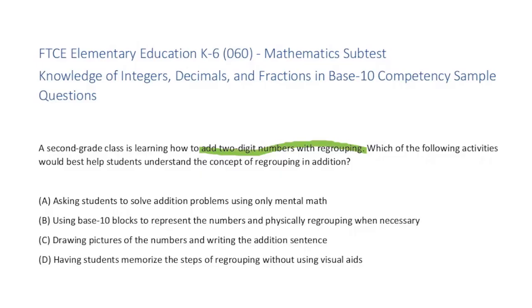For answer choice A, using mental math can be quite confusing to teach regrouping, so this isn't the best answer choice. Drawing pictures of numbers and writing the addition sentence is a good strategy, but utilizing manipulatives like base 10 blocks helps with the conceptual understanding for students. And for D, memorizing steps of regrouping isn't conceptual in nature and doesn't help students understand what regrouping is all about. Therefore, answer choice B, using base 10 blocks to represent the numbers and physically regrouping when necessary, is the best answer choice for this question.